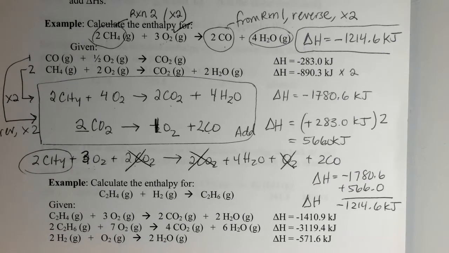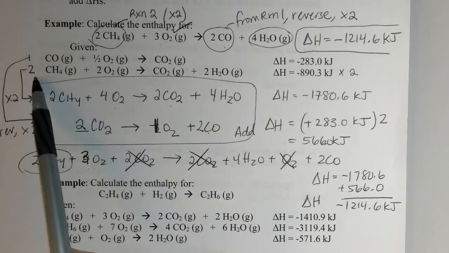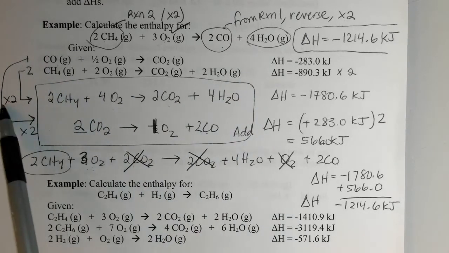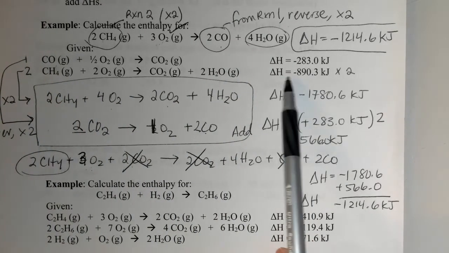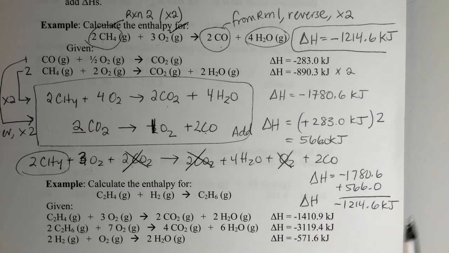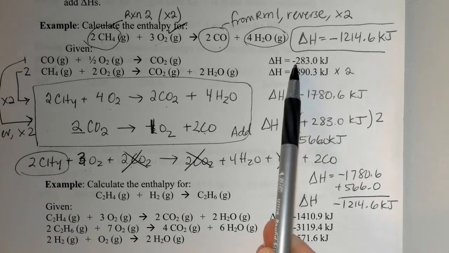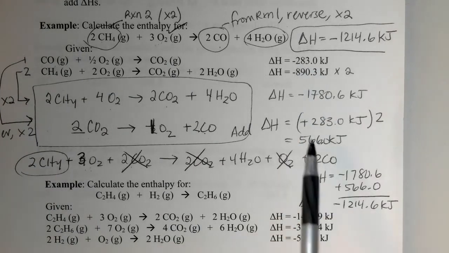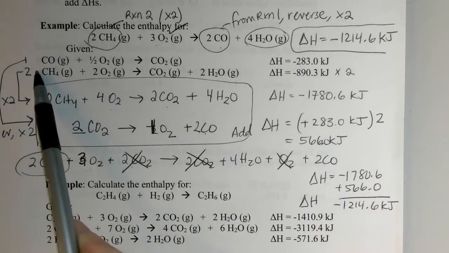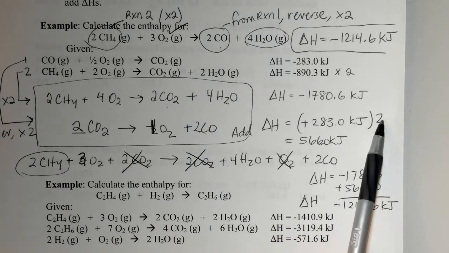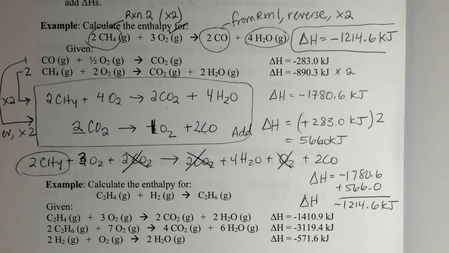So again, what we're doing here is we took equation 2 and we just multiplied it by 2. So we took that delta H and just multiplied it by 2. The first reaction, we reversed it, which means we changed the sign. Negative became positive. And then we also multiplied it by 2, so multiplied the delta H by 2. All right, so let's try another one.